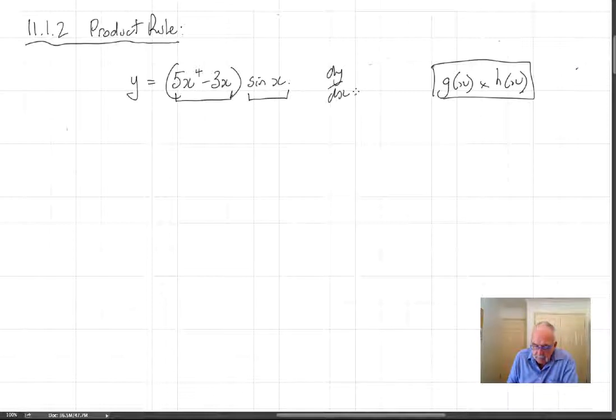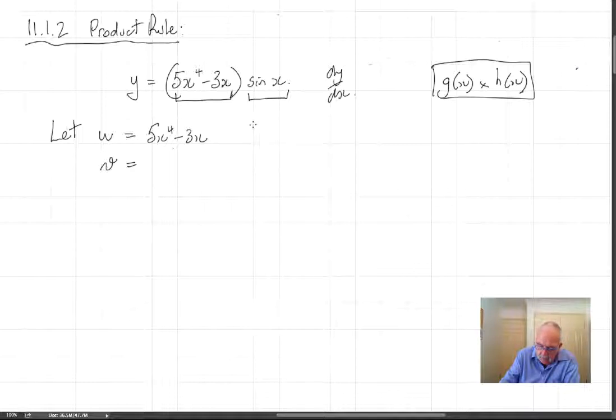So what we do is we let u, just like we did with the chain rule, be one of the functions and we let v be the other function. It doesn't matter which one you let u equal and which one you let v equal. I could let u equal sine x, but I'll just go left to right. So u is equal to 5x to the fourth minus 3x.